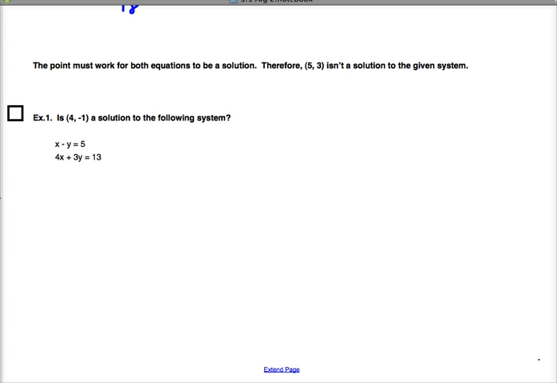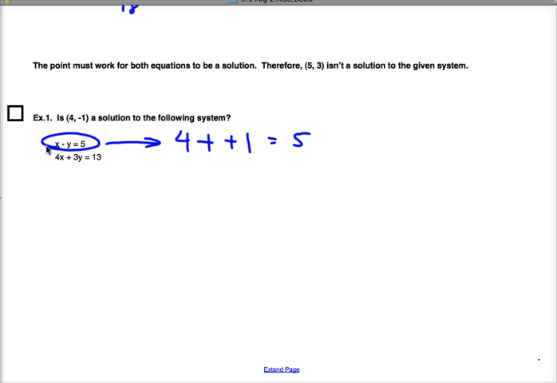Is 4 and negative 1 a solution to the following system? Again, here we're just testing, we're not doing any graphing. You're going to plug in for x and y, 4 and negative 1. But it was x minus y, so it's 4 minus negative 1. That has to equal 5. Well, that turns into 4 plus 1, which is 5. So it works for the first one.